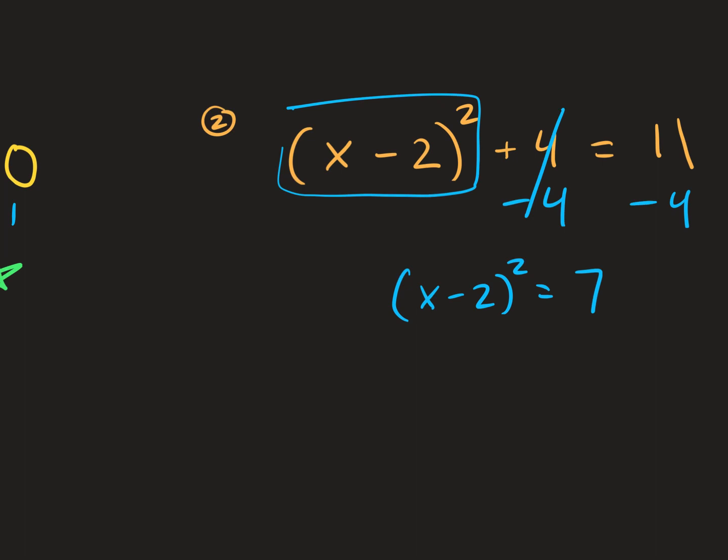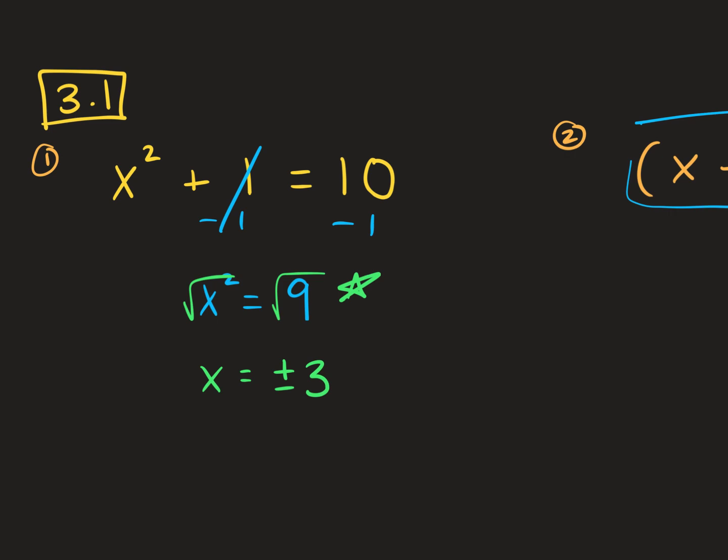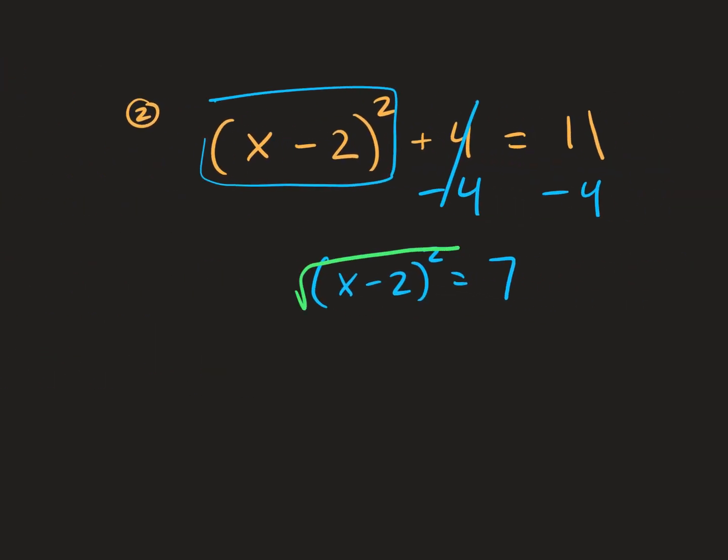Then what do we do? How do I get rid of the squared on top? We don't FOIL. How do we get rid of the squared? How did I get rid of the squared on the x here? Square root. So we're doing the same thing. We square root both sides to get rid of the squared. So x minus 2 is equal to what? Just the square root of 7? Plus or minus the square root of 7. So anytime you take the square root of both sides, you need the plus or minus.